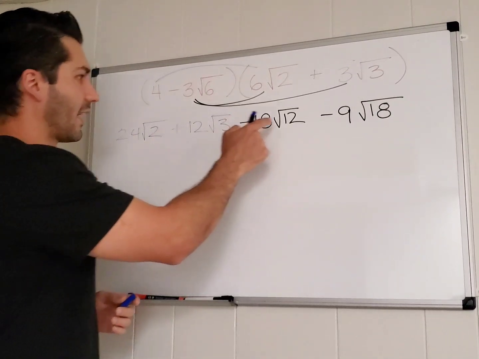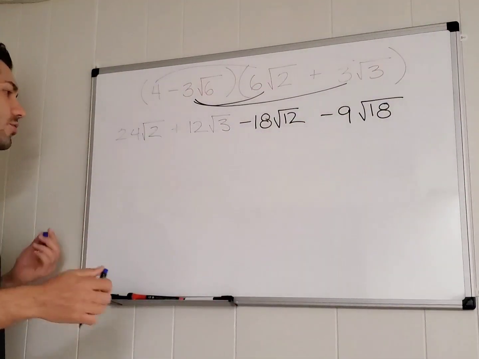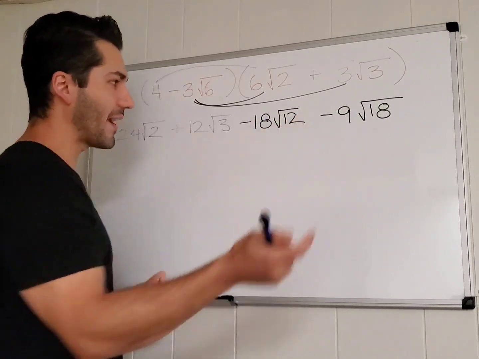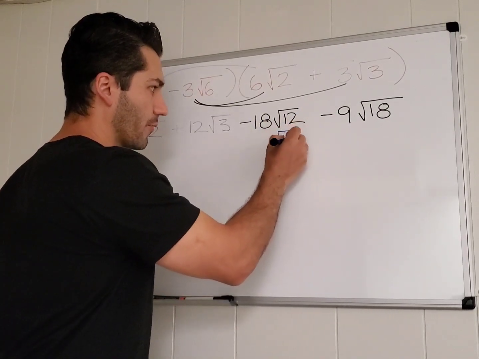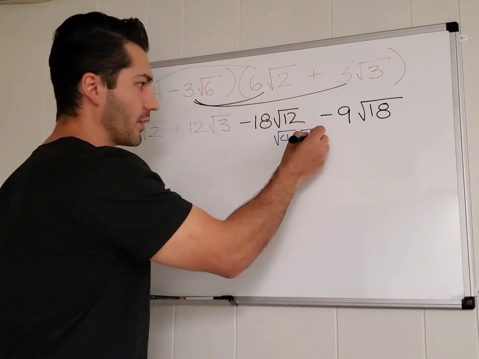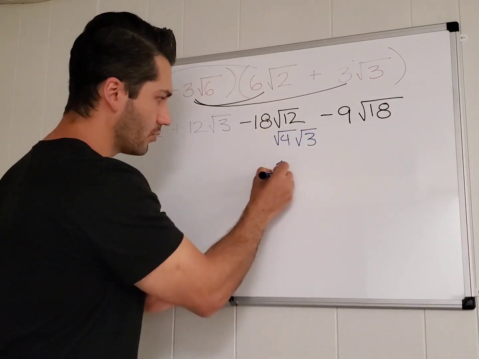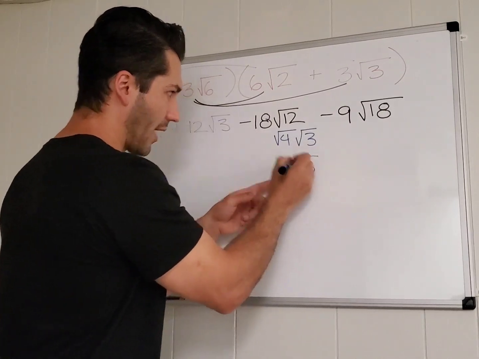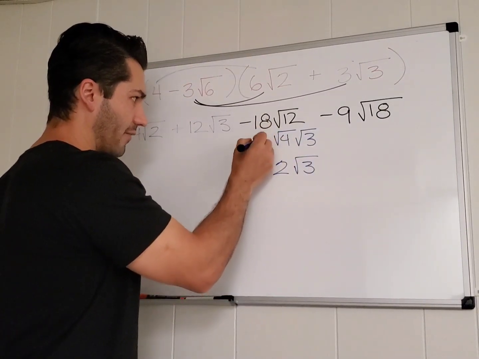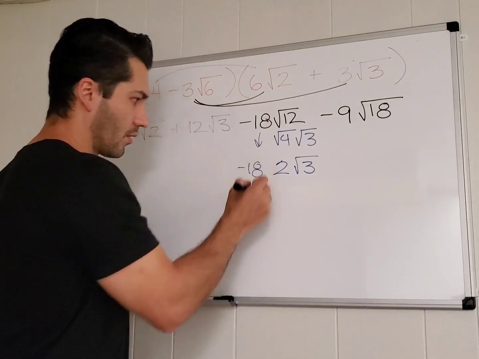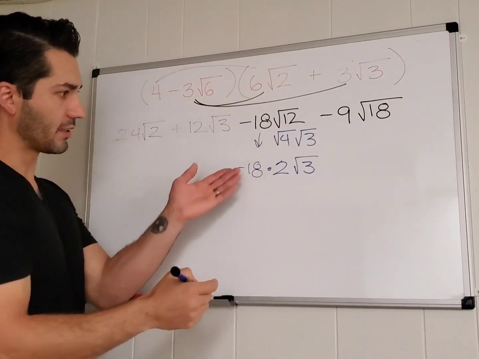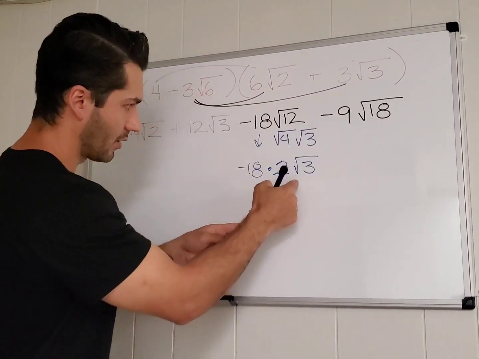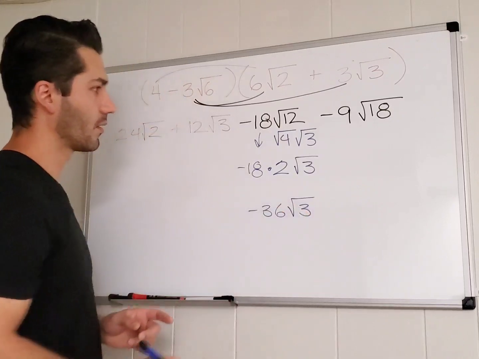You always look to see, can you break anything down? Radical 2, can't do anything with radical 2. Radical 3, can't do anything with radical 3. Radical 12, I can break down. Square root of 4 times 3. Square root of 4 is 2. Remember, square root of 4 is 2, not radical 2, just 2. 2 radical 3, and there's this negative 18 that you have to bring down. Like I said, you can keep going as far as you want here. This is going to be a negative 36 radical 3.